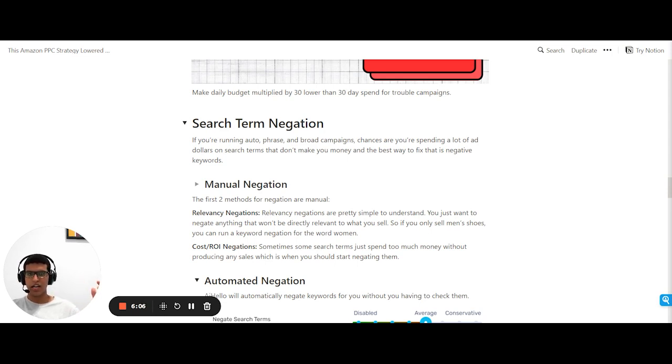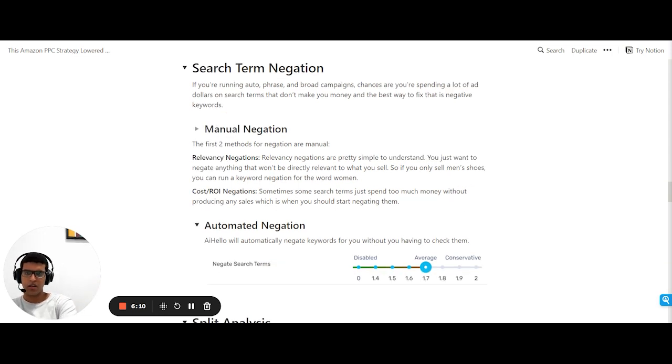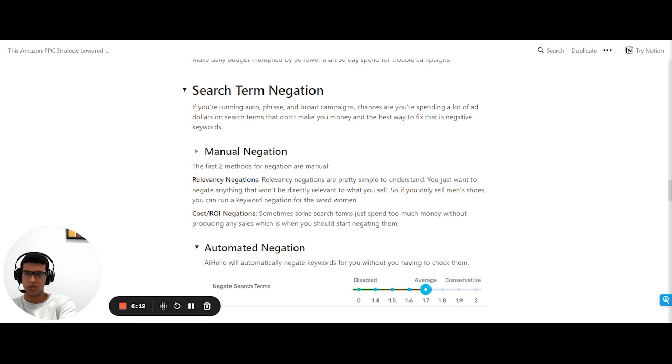So there are two methods, again, for negation. You have manual negation, then you have automated negation. Manual negation can be split into two sub-methods. The first one is relevancy negation. So relevancy negation is just negating keywords as soon as you set up the campaign because you know they're not relevant. So if you're setting up ads for men's shoes, for example, you might just go ahead and put the word women in negative phrase just because you're not selling this shoe to women, right? So this can save you some of your budget initially, and it's just entirely based on the relevancy of the keyword.